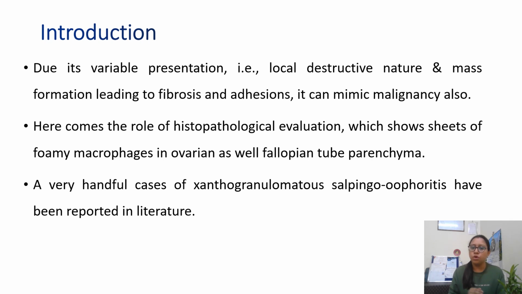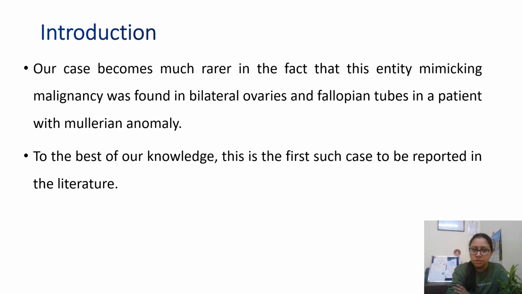So here comes the role of detailed histopathological evaluation. What we see here are sheets of foamy macrophages in the ovarian as well as fallopian tube parenchyma. In the literature, only a handful of cases of xanthogranulomatous salpingo-oophoritis have been mentioned. Our case is much rarer because this entity mimicked malignancy, and it was found in bilateral ovaries and bilateral fallopian tubes in a patient with Mullerian anomaly.